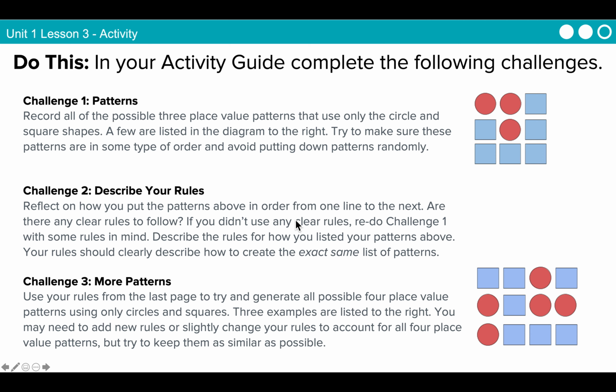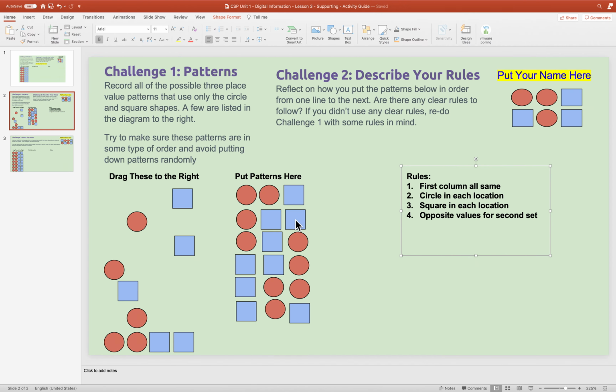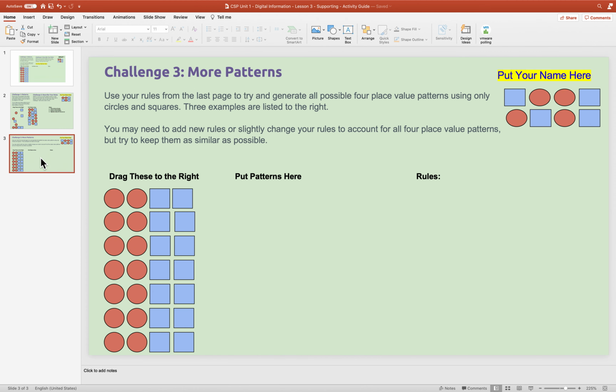Okay, so challenge 3, more patterns. We've increased the number of places now from 3 to 4. So use your rules from the last page to try and generate all possible 4-place value patterns using only circles and squares. And again, we've got 3 examples listed here. You may need to add new rules or slightly change your rules to account for all 4-place value patterns, but try and keep them as similar as possible. So let's go back here, go onto the next slide. So here's your challenge 3, more patterns. Let's go ahead, take a look at doing this. Pause the video and then come back once you have all of your patterns listed out.